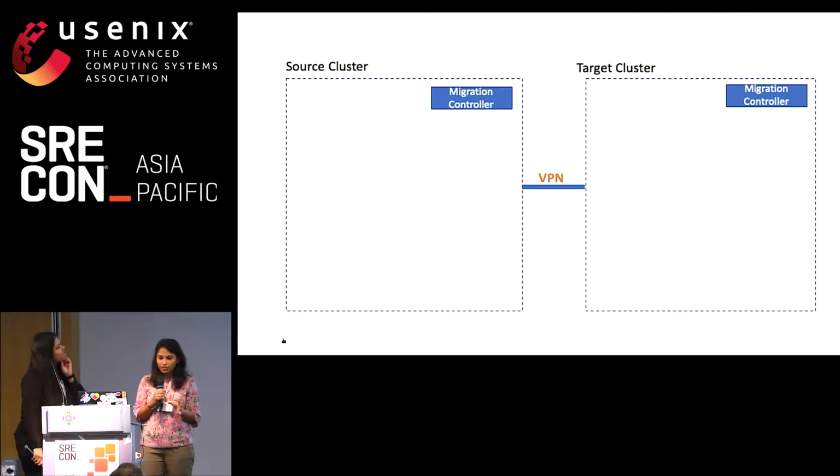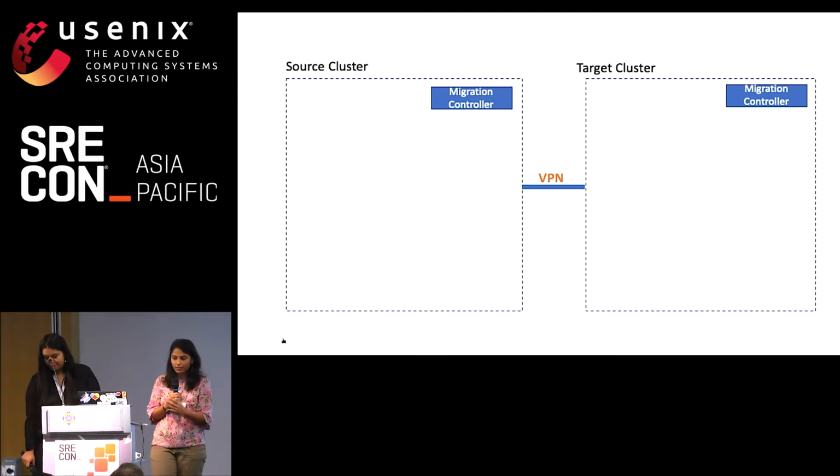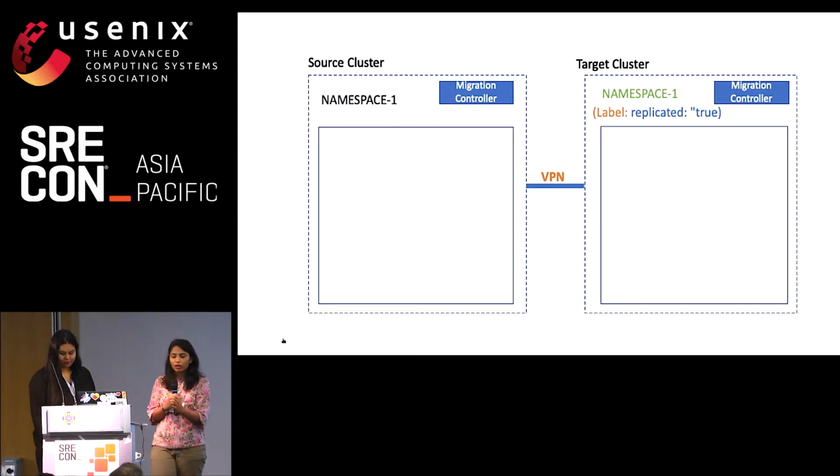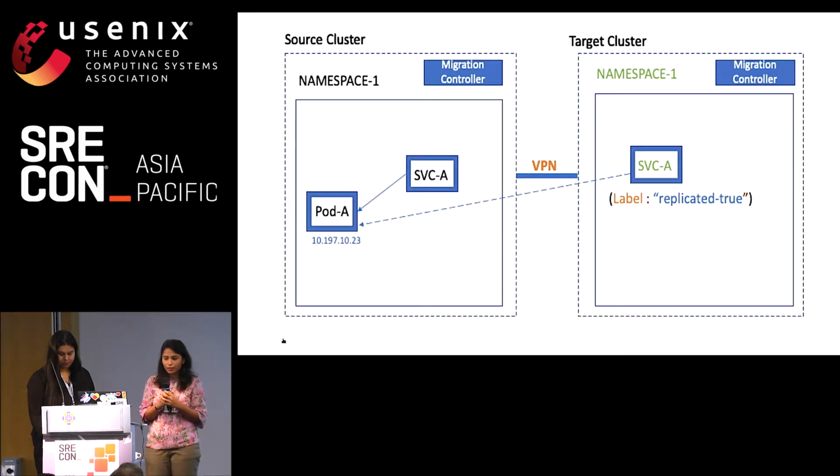Suppose we have two clusters, a source and a target Kubernetes cluster, and we have this migration controller installed on each of the clusters. The two clusters are connected with a VPN so that the pods across the clusters have different IP addresses. So let's say we created namespace 1 in the source cluster. This migration controller will automatically replicate this namespace in the target cluster and also label it with replicated true, so that we know that the namespace is the replicated one in the other cluster.